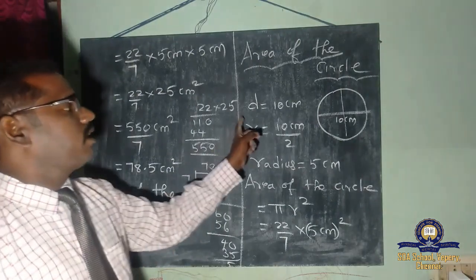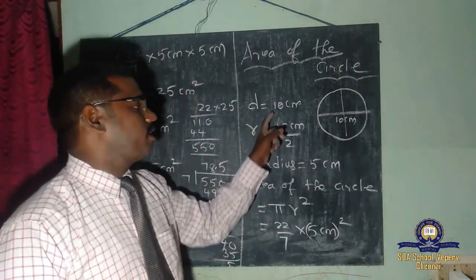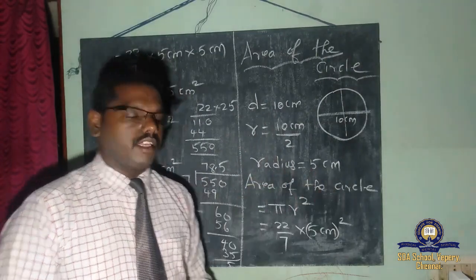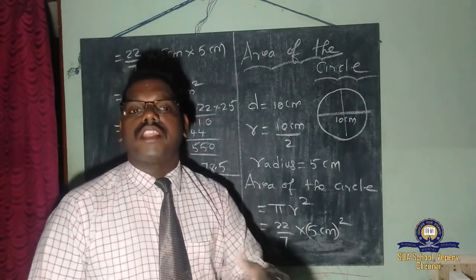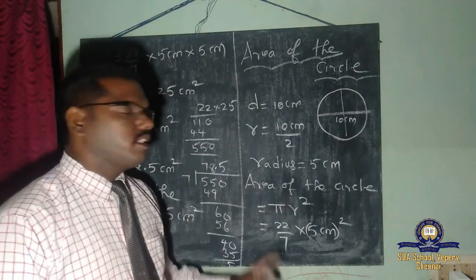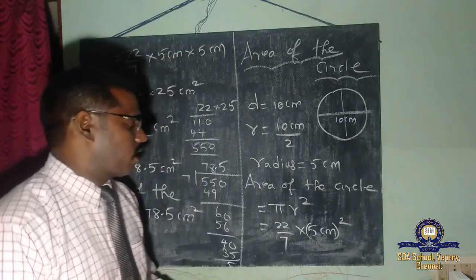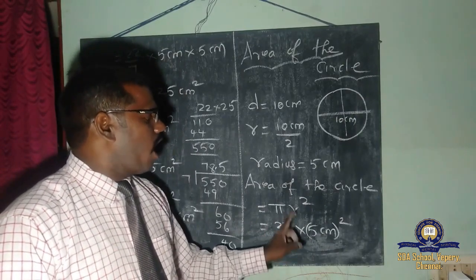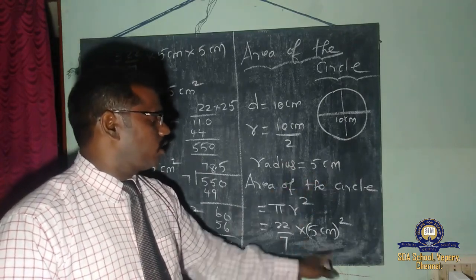So if the diameter is 10 centimeter, then what would be the radius? The radius is equal to diameter by 2. So radius will be 5 centimeter, isn't it? Now we will enter into the formula of how to find out the area of the circle. Area of the circle is equal to pi r square. Pi, we know, is 22 by 7, into r square. R is nothing but 5 centimeter the whole square.